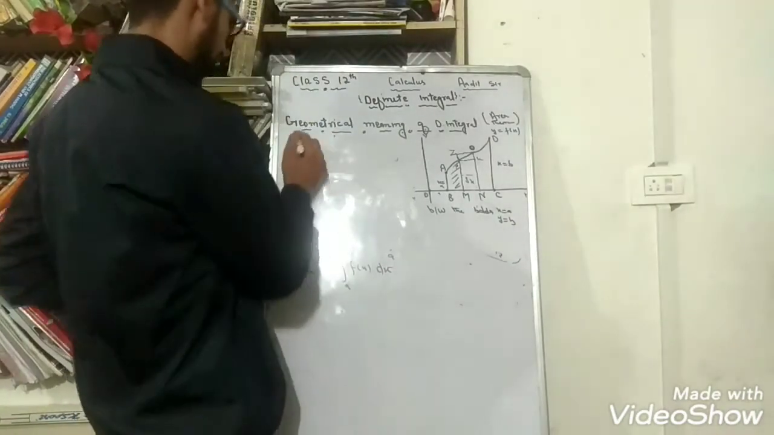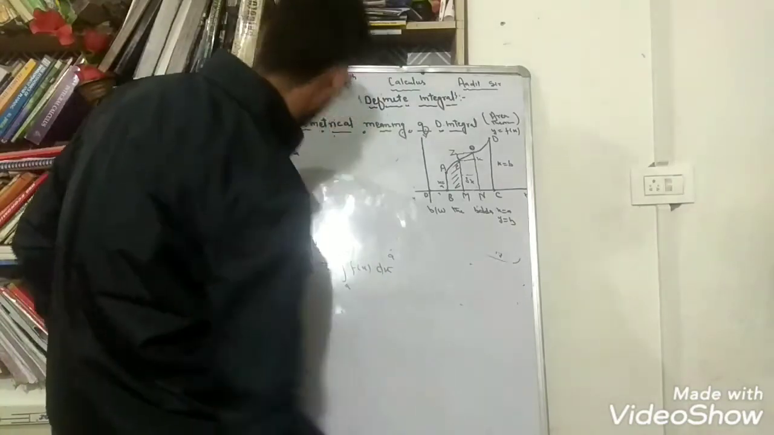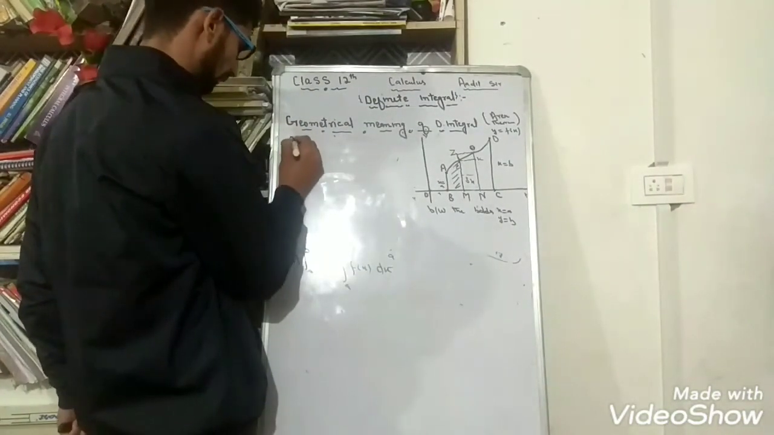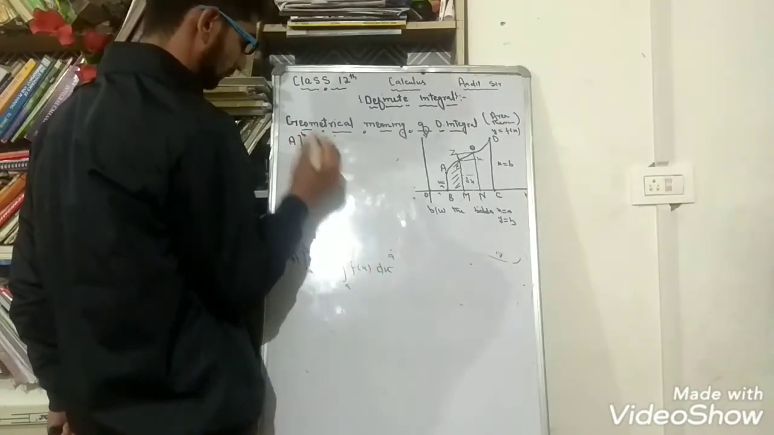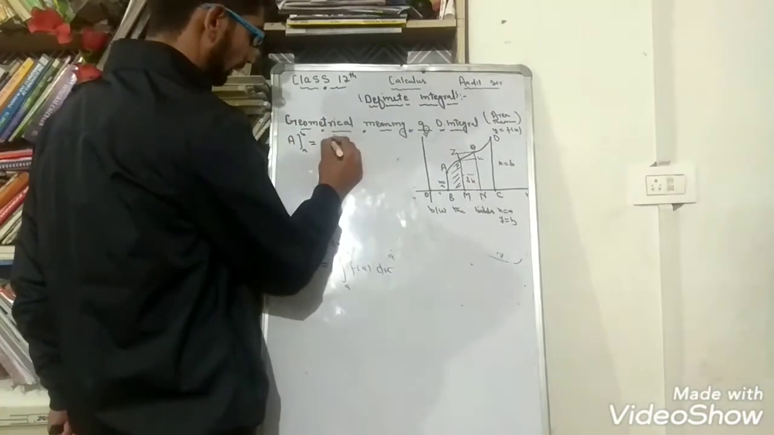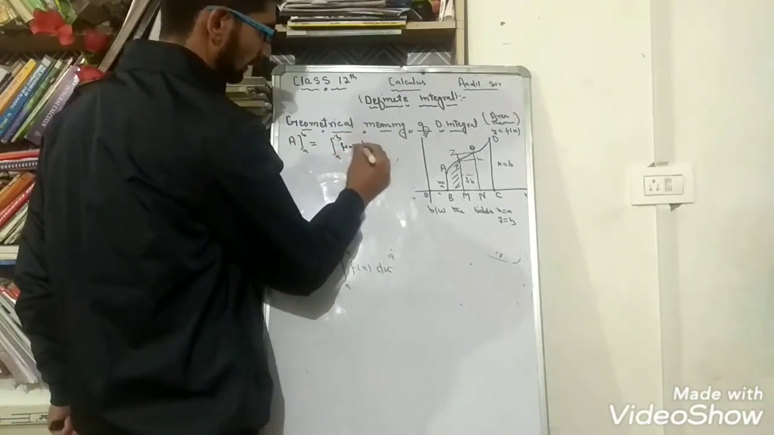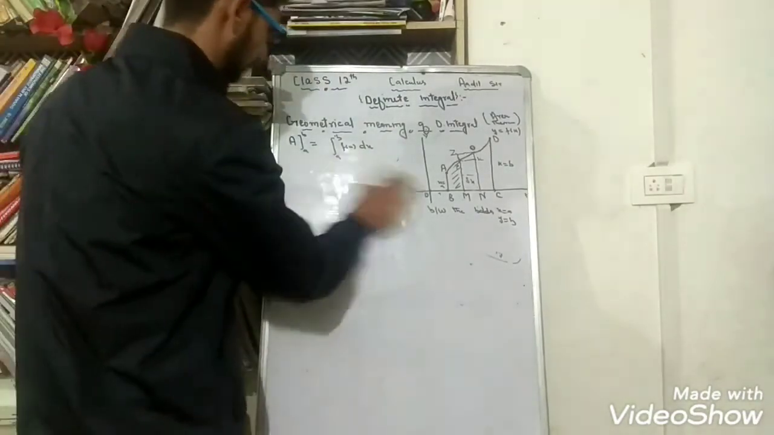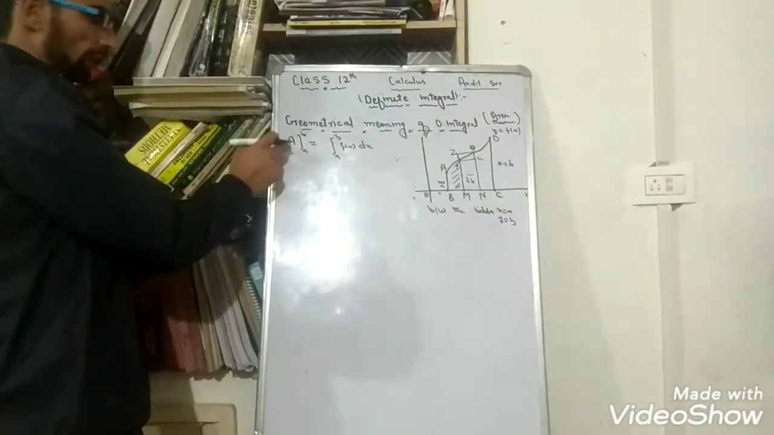Hence we got this, A from a to b is equal to the integral of a to b f of x dx. Now you check here what this means.